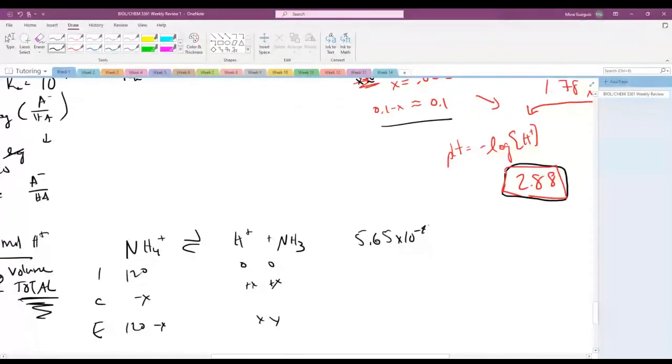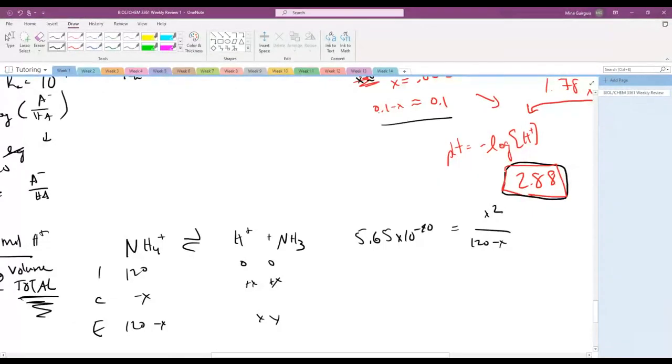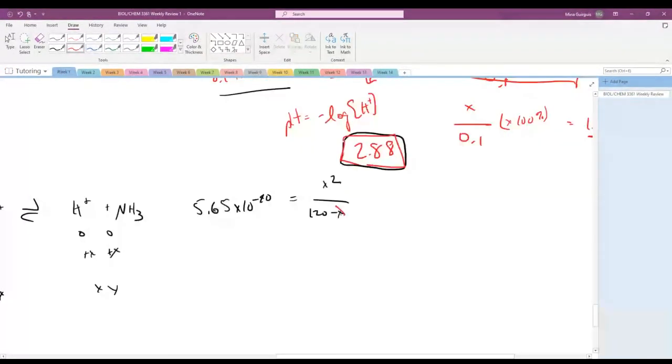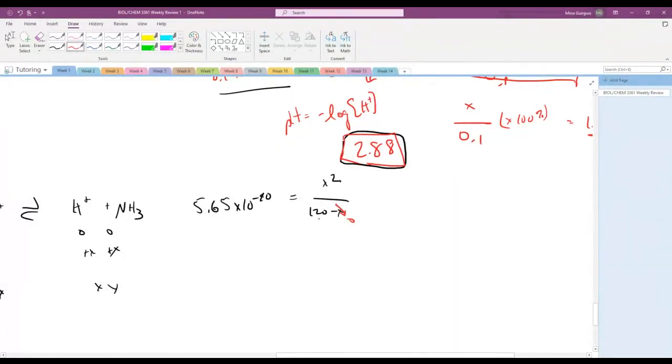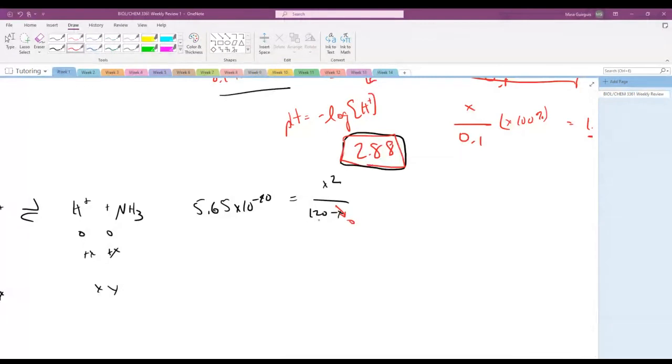5.65 times 10 to the minus 10th equals x squared over 120 minus x. So I'm going to do this in red because I believe we can use the small x approximation, but we have to be sure. So I'm going to say that that's effectively 0, and then I'm going to solve from there. So I'm going to take my 5.65 times 10 to the negative 10th, multiply by 120, and then take the square root of this number. And when I've done that, I get x equal to 2.6 times 10 to the negative 4th, excuse me.